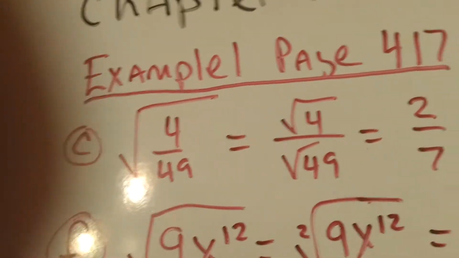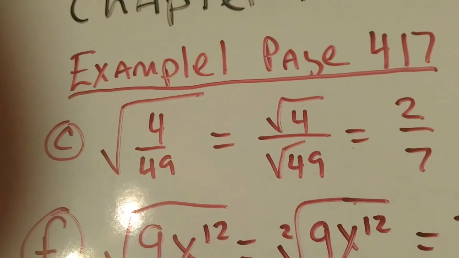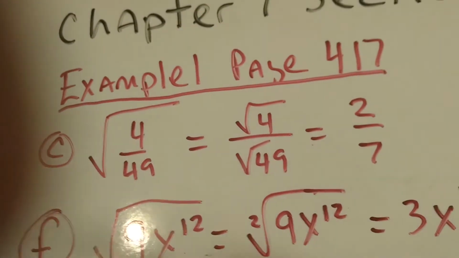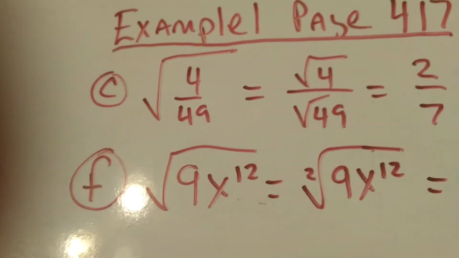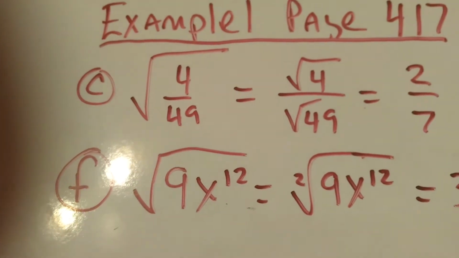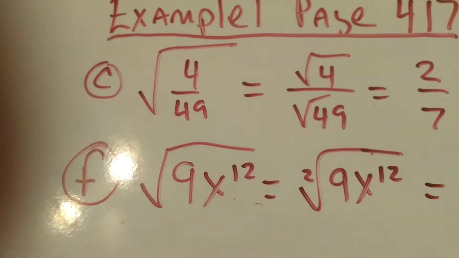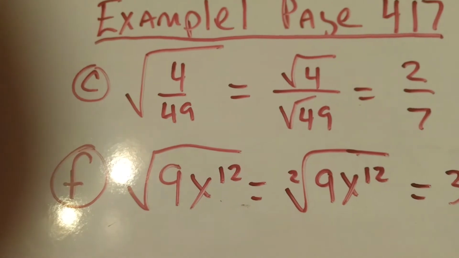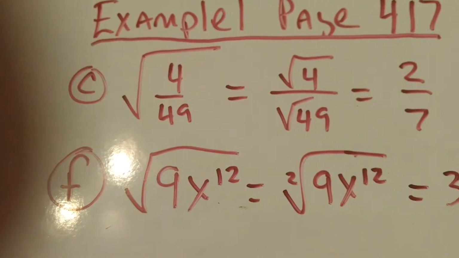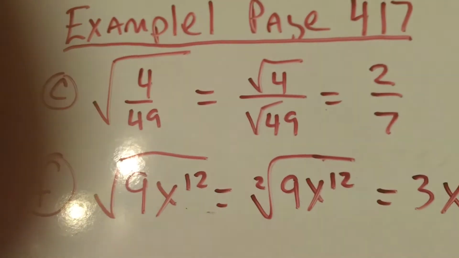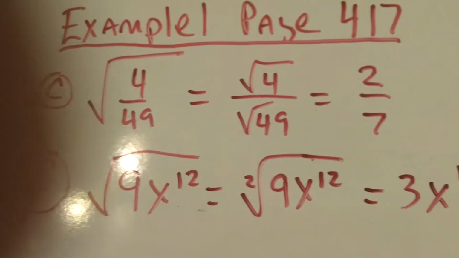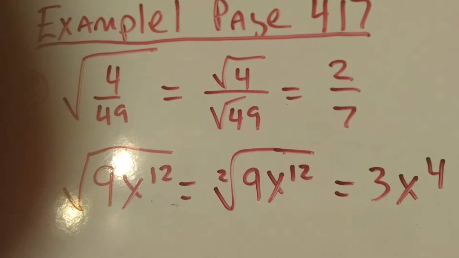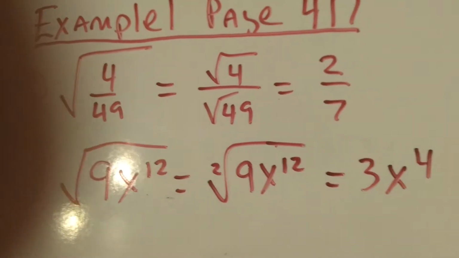Letter C, I decided to do up here. So now it's the square root of 4 over 49. Well, if I were able to reduce the fraction inside, that's what I'd want to do first, especially if it gives me a perfect square. Because it doesn't reduce, I can write the square root of 4 over the square root of 49, separate them. Then the square root of 4 is 2, the square root of 49 is 7, so my answer is 2/7. Done.